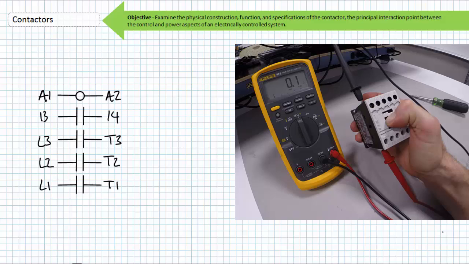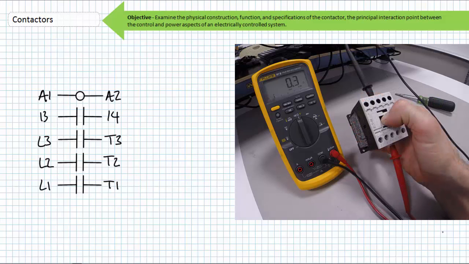When manually actuated, an ohm meter indicates there is a connection between the L1 and T1 terminal pairs, as does L2 to T2 and L3 to T3. These switches have closed. Additionally, the ohm meter indicates the normally open auxiliary contact from 13 to 14 has closed.